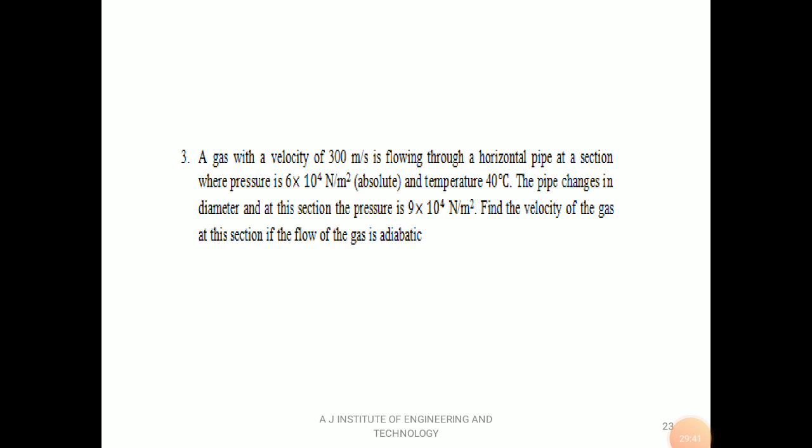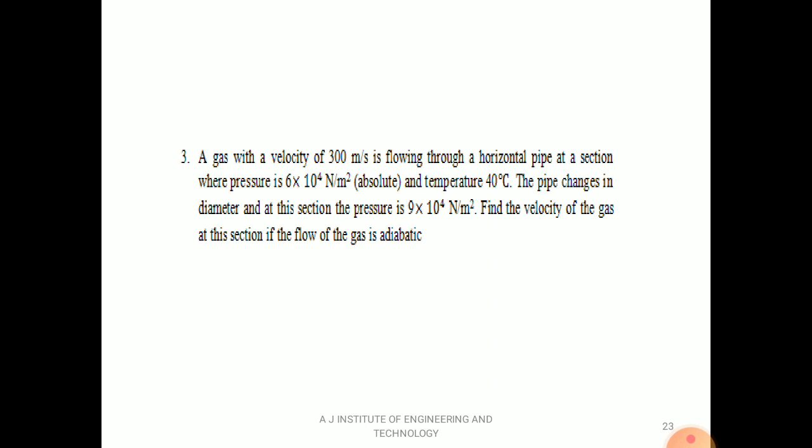A gas with a velocity of 300 meter per second is flowing through a horizontal pipe at section 1. That means V1 is given as 300 meter per second, and horizontal pipe. There are two types of case. One is a horizontal pipe, the other is an inclined pipe. For a horizontal pipe, we have Z1 equal to Z2 equal to the same value. So Z1 minus Z2 or Z2 minus Z1 equal to 0. For an inclined pipe, we have some definite value of Z1 minus Z2 or Z2 minus Z1. The values of Z1 and Z2 will be given in the problem. So here no need to get confused.